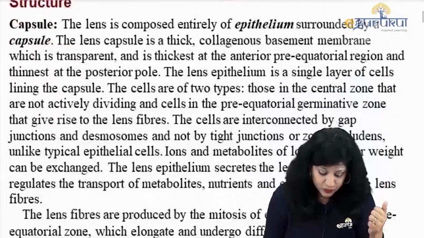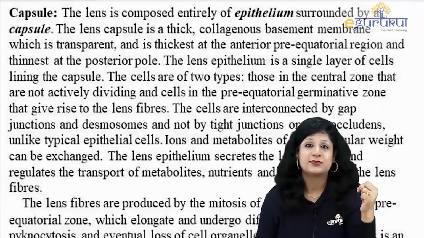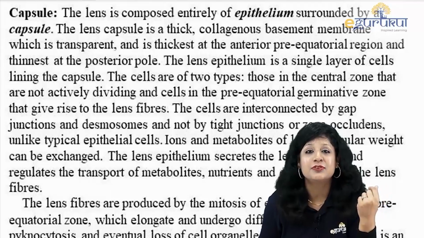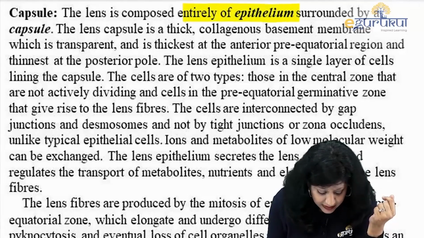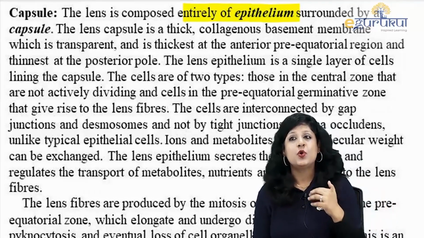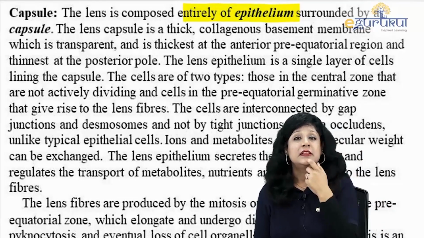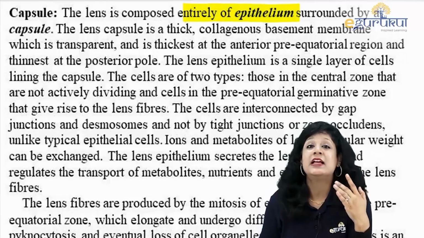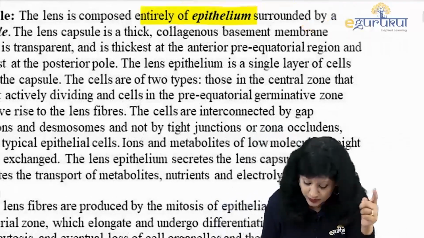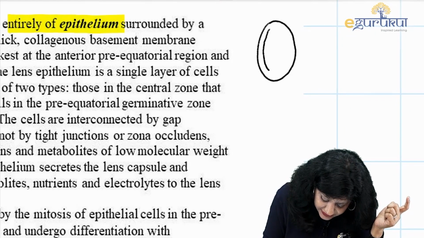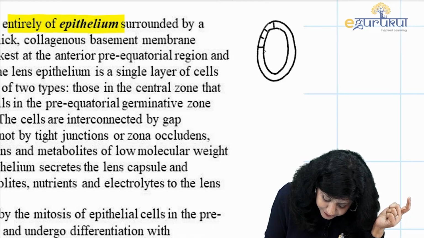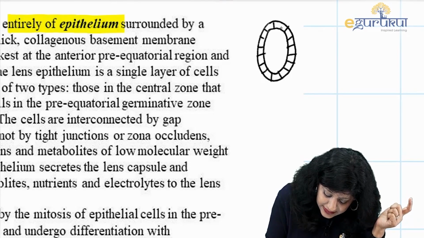Alright, now coming to the structure, the anatomy, physiology and the biochemistry of the lens. Talking about the structure of the lens, first starting with the lens capsule. The lens is composed entirely of epithelium surrounded by a capsule. If you remember the embryology part, the lens came from the lens vesicle. Do you remember that? It was something like this, and this lens vesicle consists of a single layer of epithelial cells, like this.